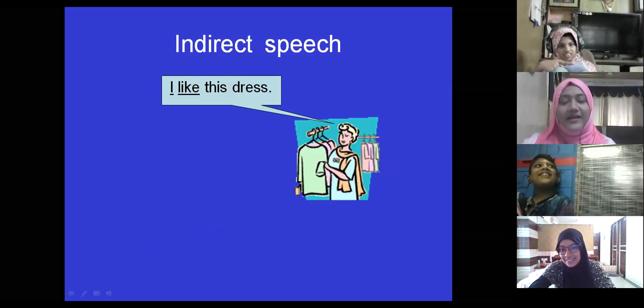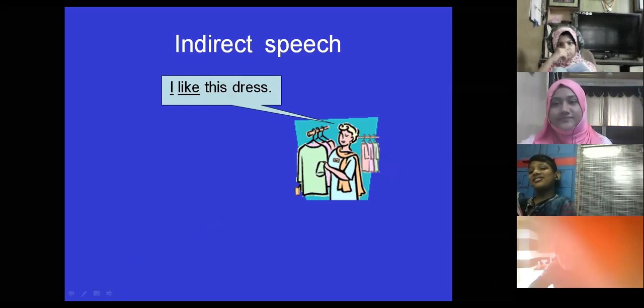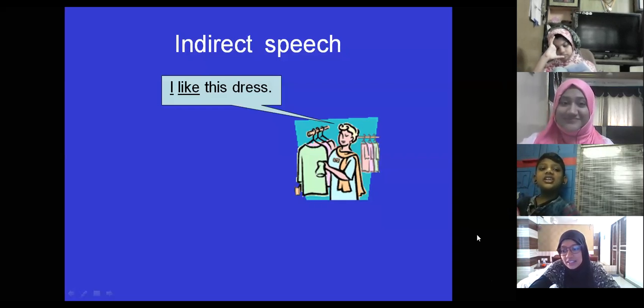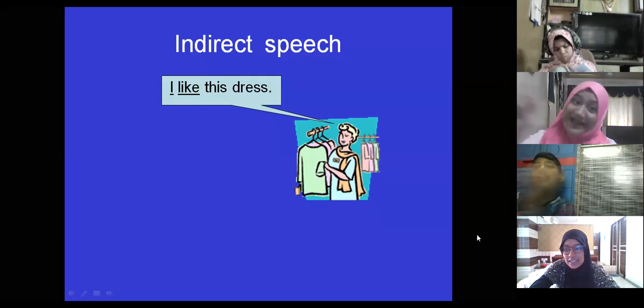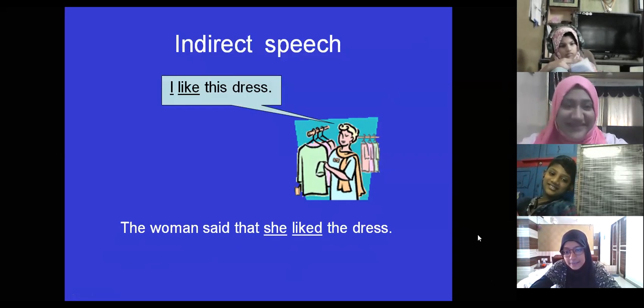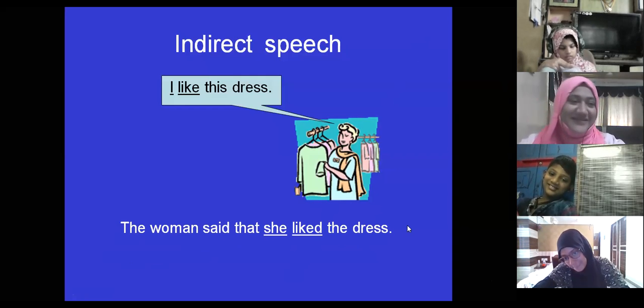"I like this dress." The woman said that she liked that dress. Very good. She liked the dress, but that dress is also correct. Don't worry.